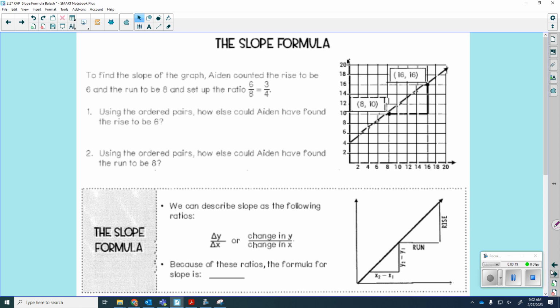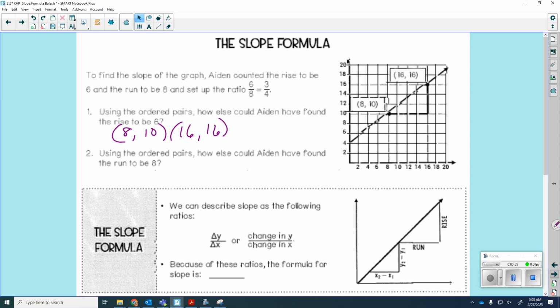Okay, so look on your notes. To find the slope of the graph, he counted the rise to be 6 and the run to be 8, and he set up this equation 6 over 8 equals 3/4. Using the order of pairs, how else could he have found the rise to be 6? What I mean is, what if you didn't have a graph? We know that it's rise over run, but if we don't have a graph, let's name the 2 points, right? He already did that. So it would be 8, 10, and what is it, 16, 16?